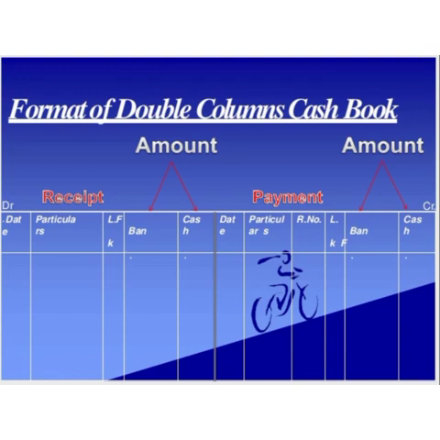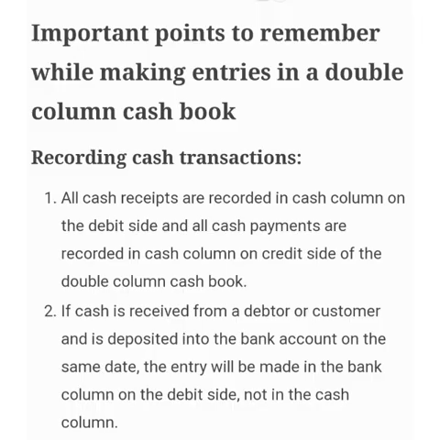The important points to be remembered while making the entries in a double column cash book are: first, all cash receipts are recorded in the cash column on the debit side, and all cash payments are recorded in the cash column on the credit side of the double column cash book. Second, if cash is received from a debtor or customer and that amount is deposited into the bank account on the same date, the entry will be made in the bank column on the debit side, not in the cash column.